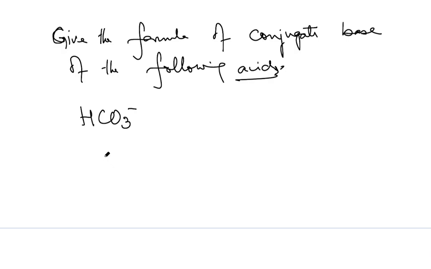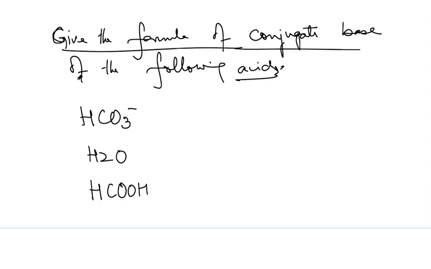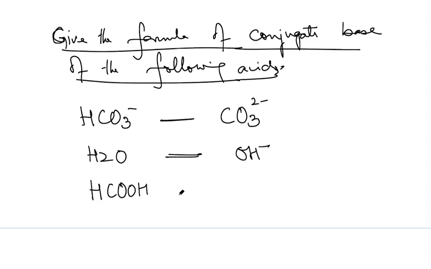I'm just giving some formulas: HCO3 minus, H2O, HCOOH. These are the acids, and the question says give the formula of the conjugate base. A conjugate base is formed when an acid loses one H ion. So what is formed when HCO3 minus loses one H ion? It forms CO3 2 minus. When water loses one H ion, it forms OH minus, right? And when HCOOH, ethanoic acid, loses one H ion, which H ion is going to be lost?